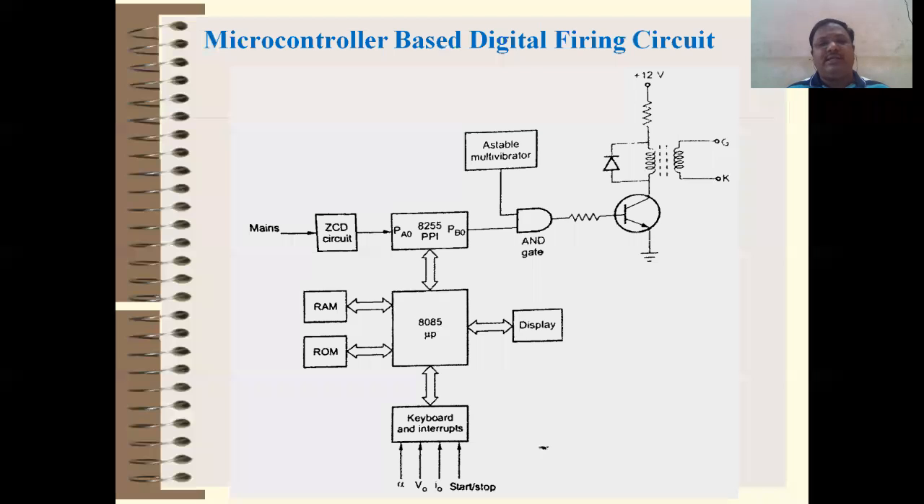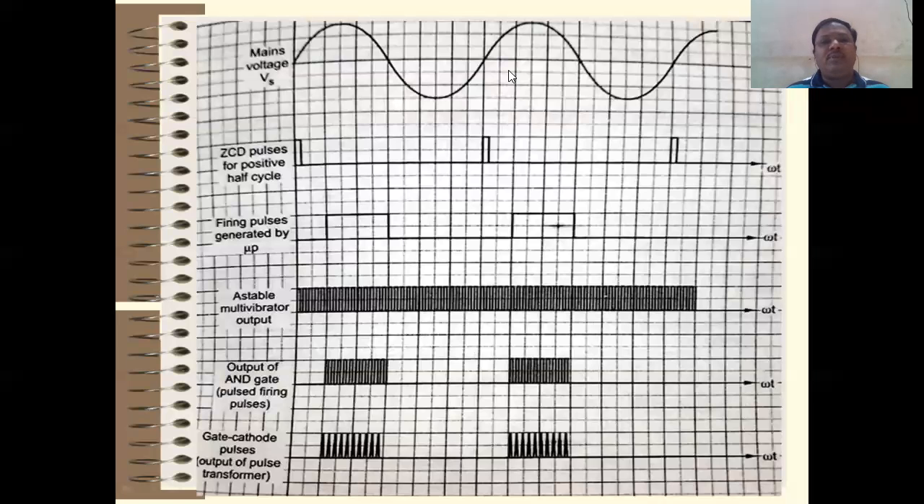So the output of ZCD is applied to the microprocessor, then the microprocessor will decide whatever firing angle is required according to the input given from the keypad or keyboard. You can apply triggering pulses of 30-degree firing angle, 40-degree firing angle, and so on. This ZCD simply converts your sine wave into square wave and gives it to the 8255, right? So the ZCD pulses are given to the 8255, then firing pulses are generated by the microprocessor. So the microprocessor will decide when to produce the firing pulses.